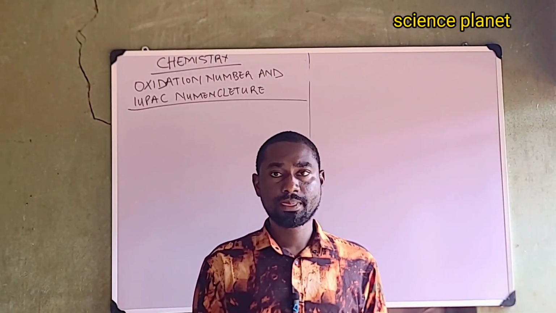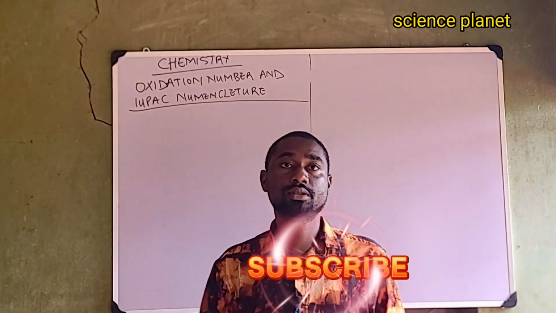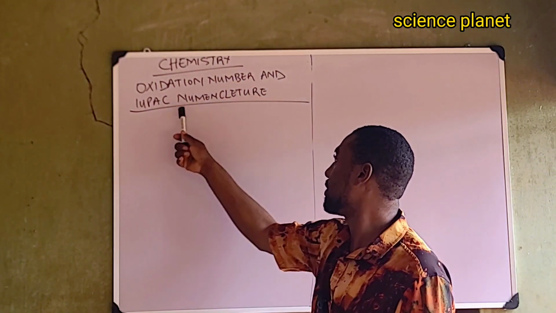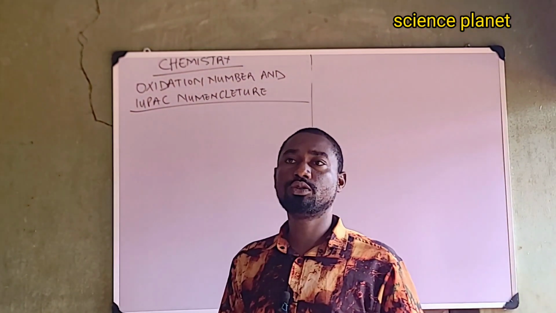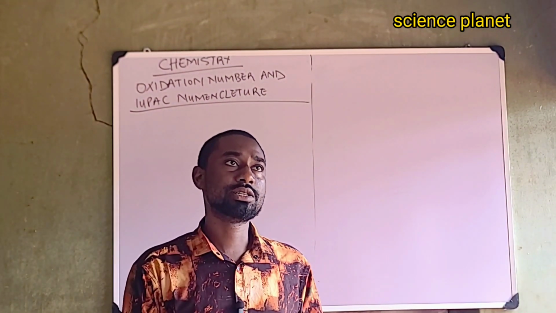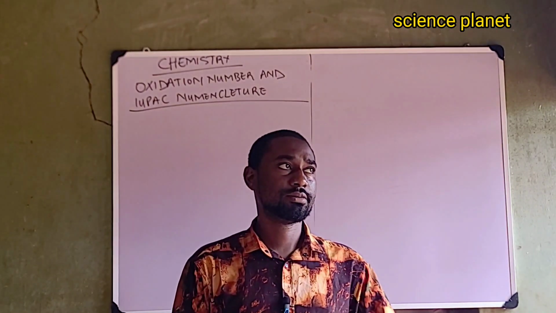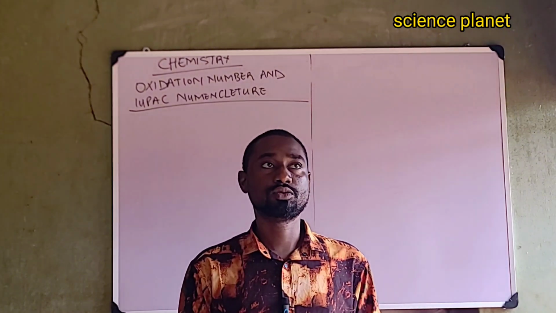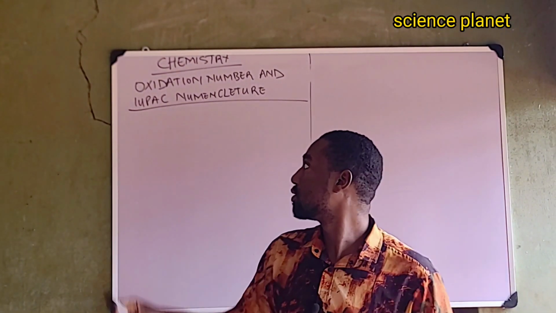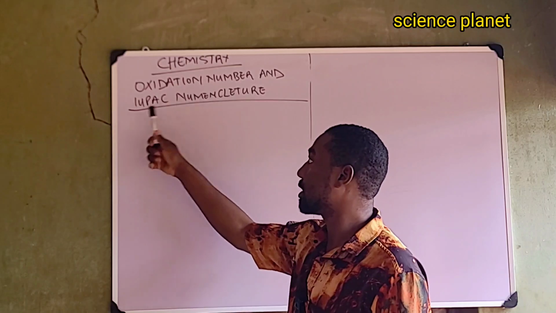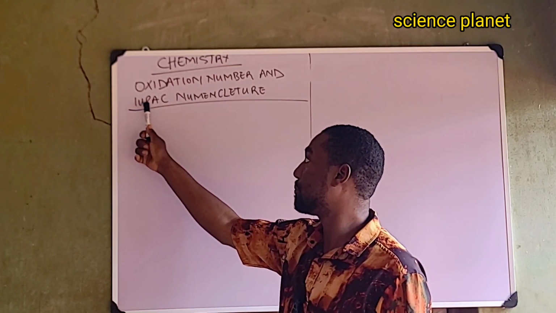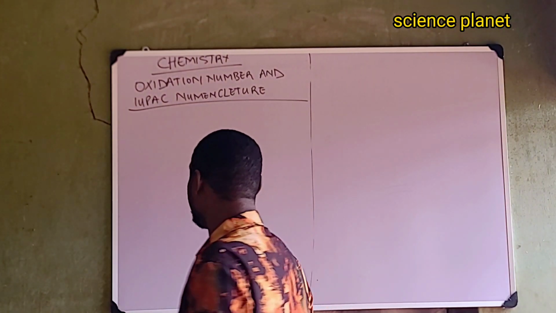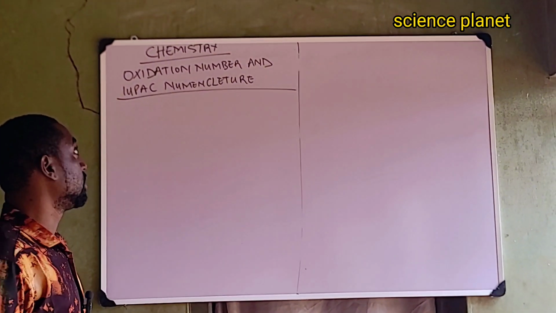You are welcome to another tutorial on chemistry. Today's topic is oxidation number and IUPAC nomenclature. We are going to be learning how to calculate the oxidation number of an element in a compound, and also learning how to name the compound too. IUPAC simply means International Union of Pure and Applied Chemistry. They are here to standardize a lot of things in chemistry, both on nomenclature and the rest.